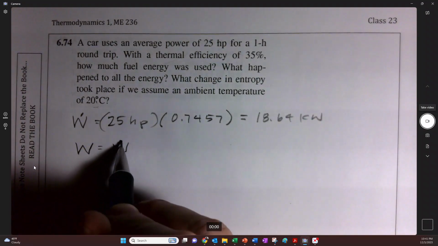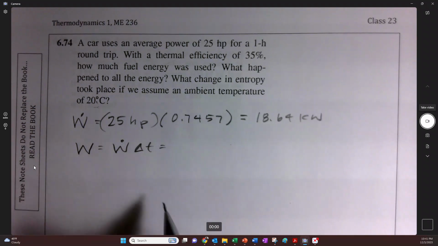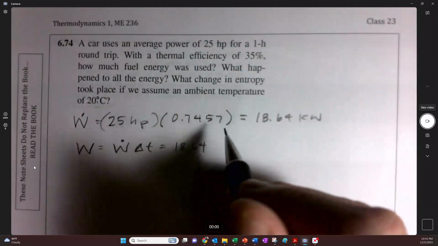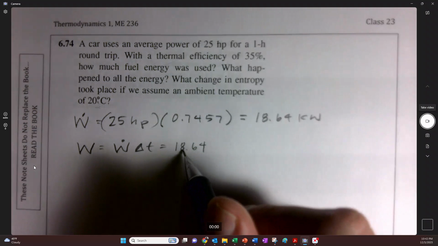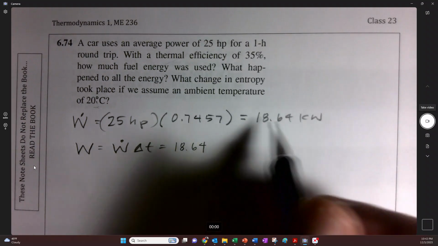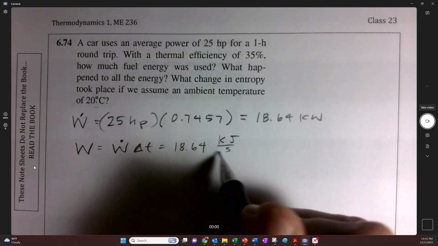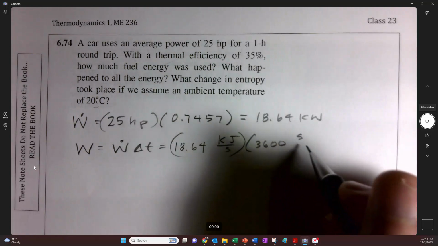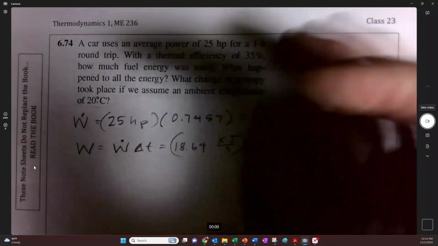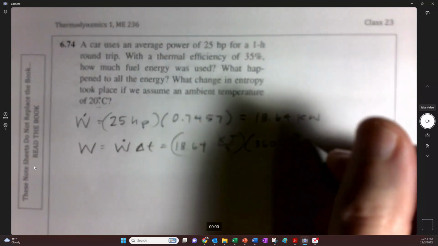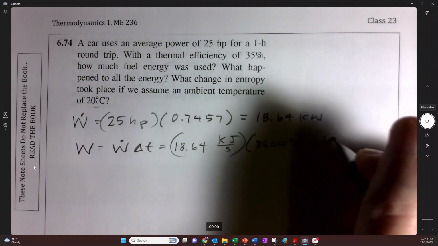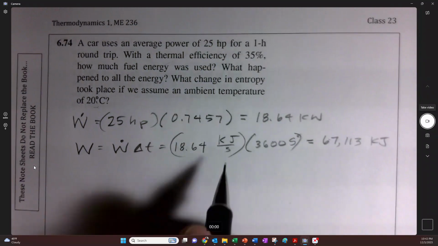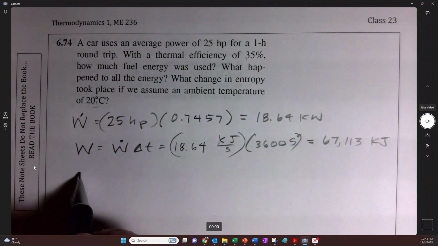All right, so how much work does that represent? Well, you have power times time. We have 18.64, and these are kilojoules per second. And we have 3,600 seconds in an hour. So let's just put seconds, I don't have to do any conversions there. And we end up with 67,113 kilojoules.